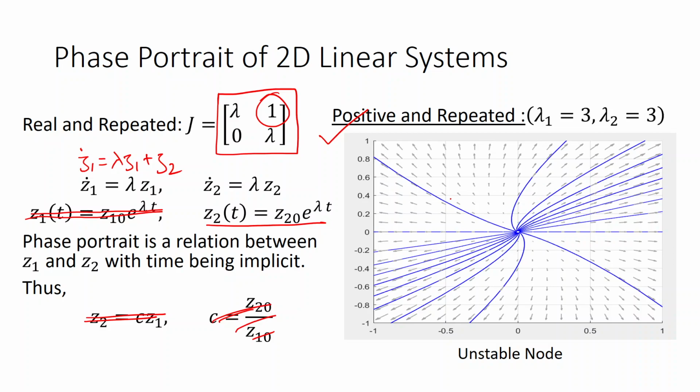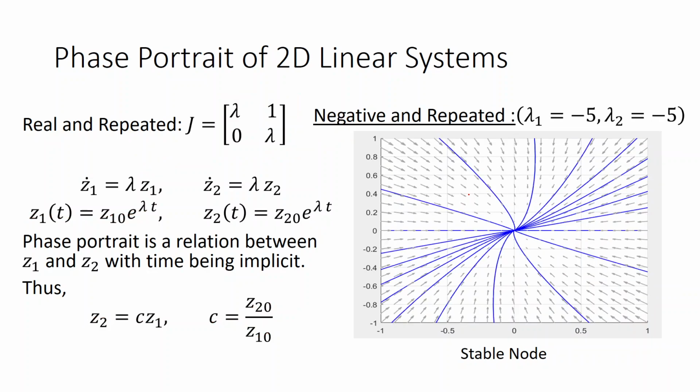It is curving away from the origin, and you have to give the direction on the trajectories when you are drawing freehand. Same thing happens for negative and repeated. So here also please correct all these things. Here you are approaching the origin along a curvature. So you have to give the arrows.